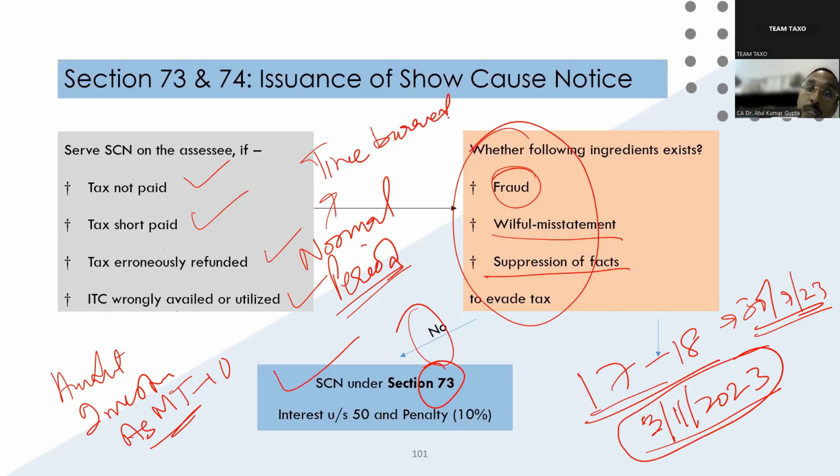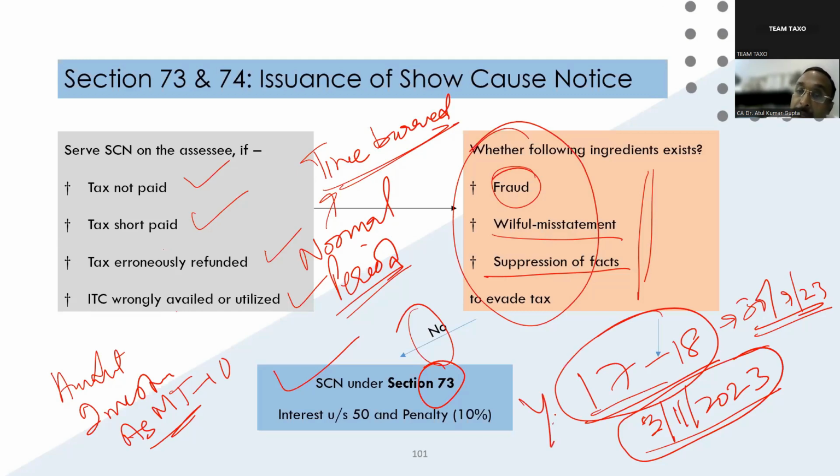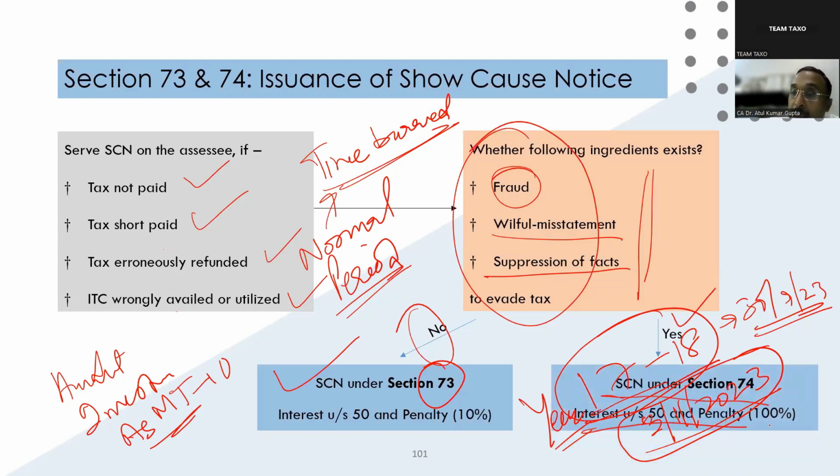Now they have only one option available: they have to allege that there was fraud, willful misstatement and suppression of fact, and that's why they want to issue a show cause notice for the year 17-18. But for that, they have to invoke section 74, meaning yes, there is fraud, and then they will be issuing the notice under section 74. Number 1, the difference between section 73 and section 74 is that when there is an allegation of fraud, the notice will be issued under section 74, otherwise section 73.